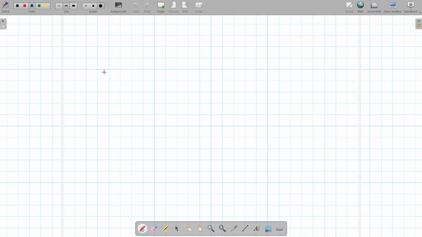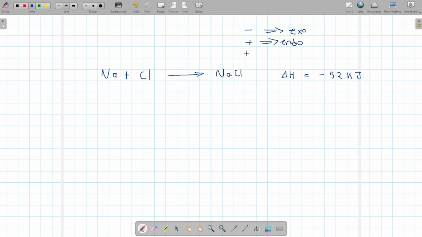So, for example, if you were to have Na plus Cl is NaCl, and it releases energy, it's exothermic, so delta H would be like negative 52 kilojoules. By the way, if it's negative, then it's exo, and if it's positive, then it's endo. Because positive meaning that the product had more energy than the reactant, and that means you had to absorb some energy into the reactant to get more energy here. That's why when it's positive, it's endo.